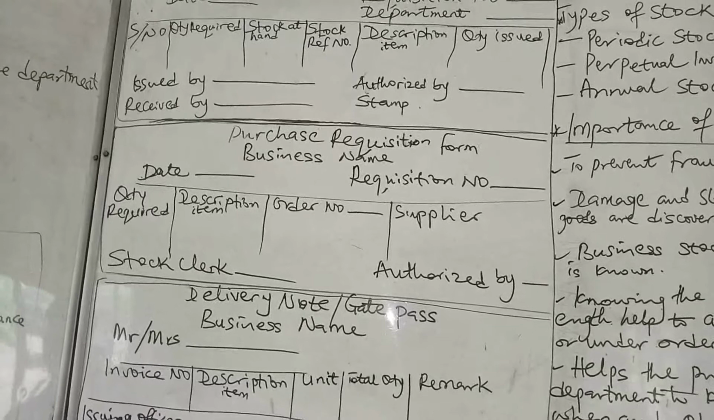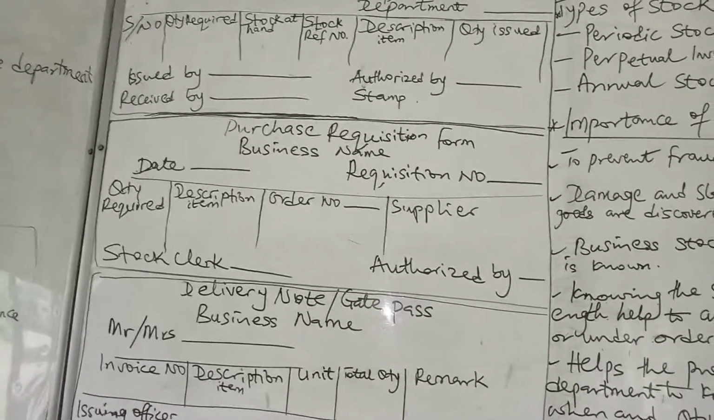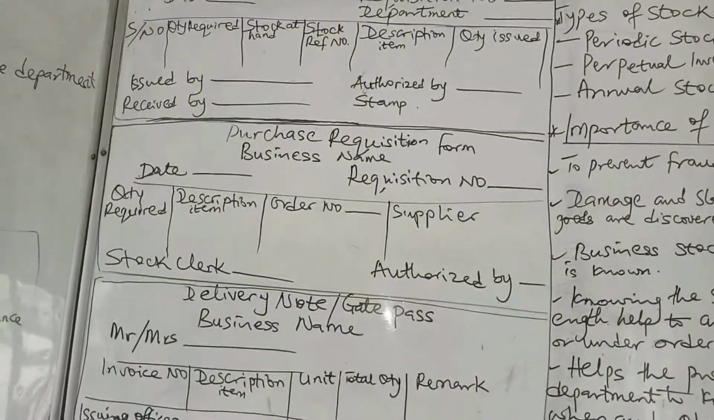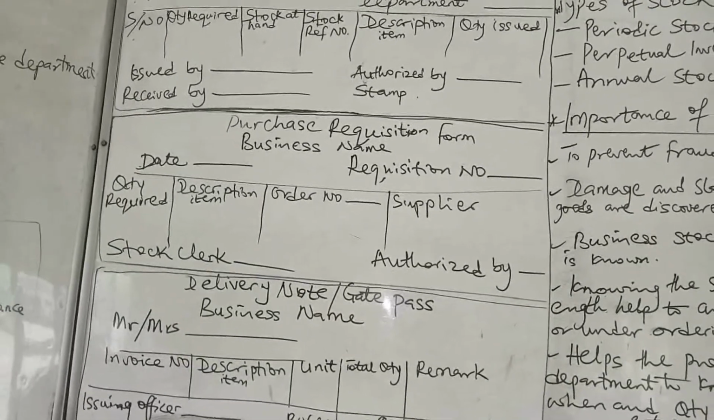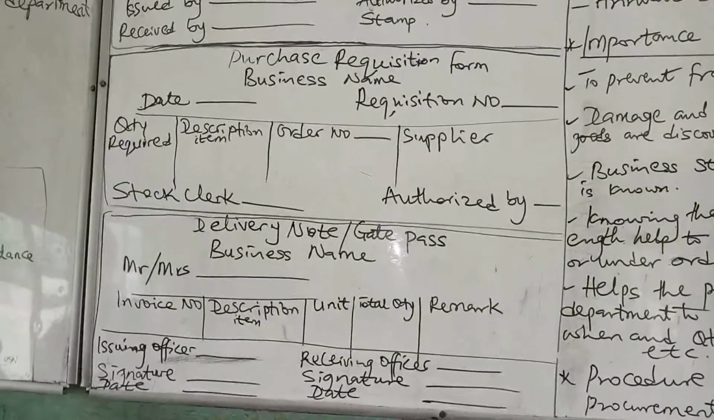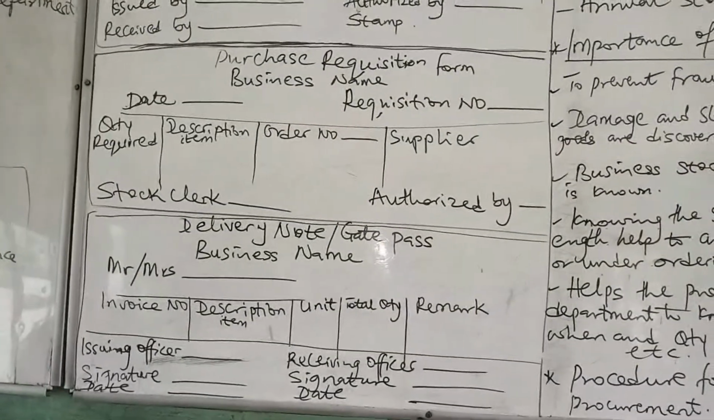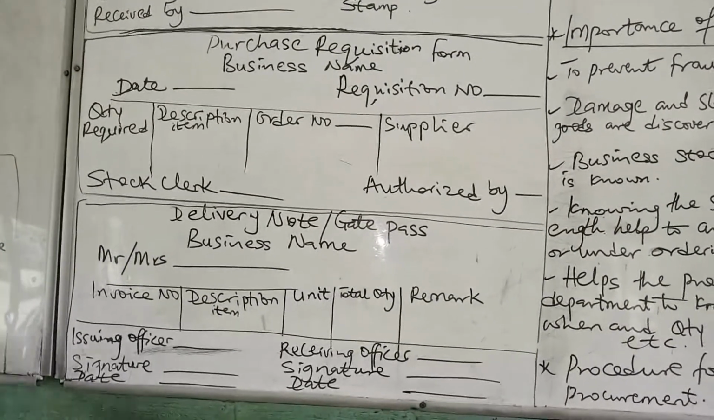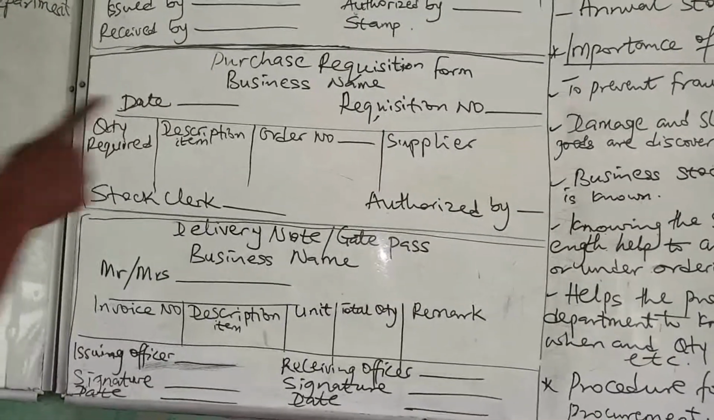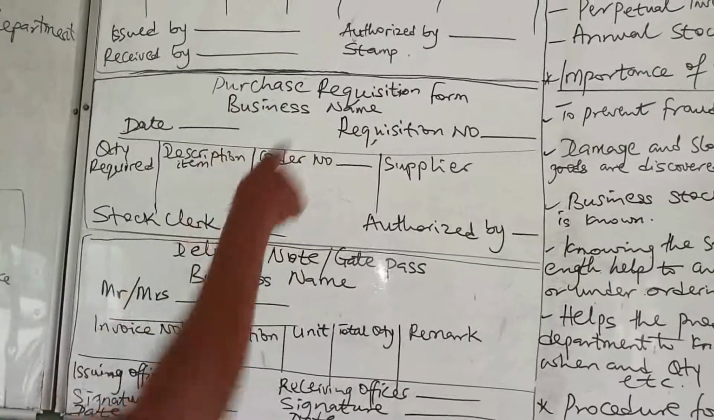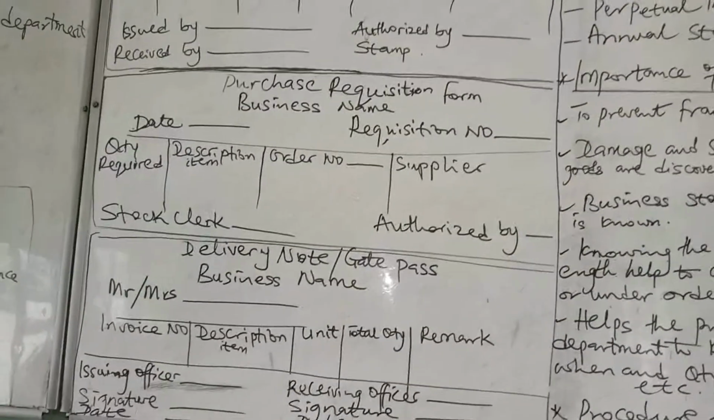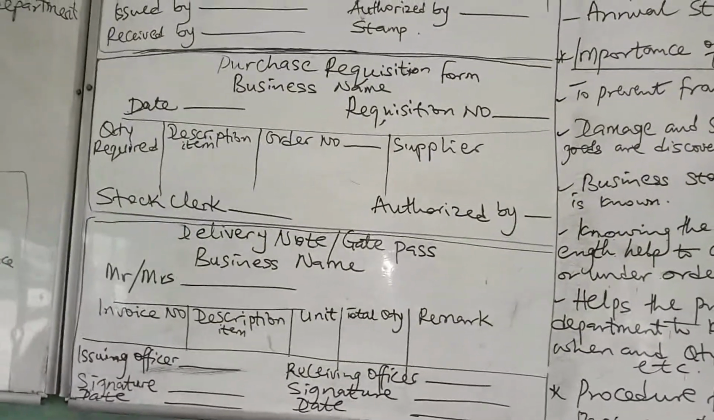Then another document is purchase requisition form, which must also contain the name of the business. This purchase requisition form is a form used by the store clerk in the store department to make a request for the purchase of goods to the purchasing department. Once the stock in the storeroom is getting to the minimum stock, that minimum number, the store clerk will raise this purchase requisition form and send it to the purchasing department for them to place an order for another supply of the particular item.